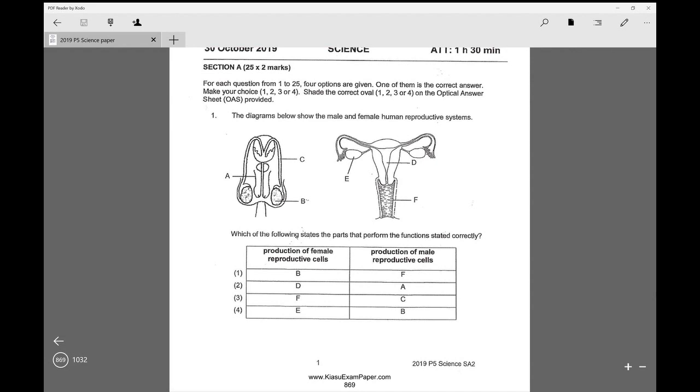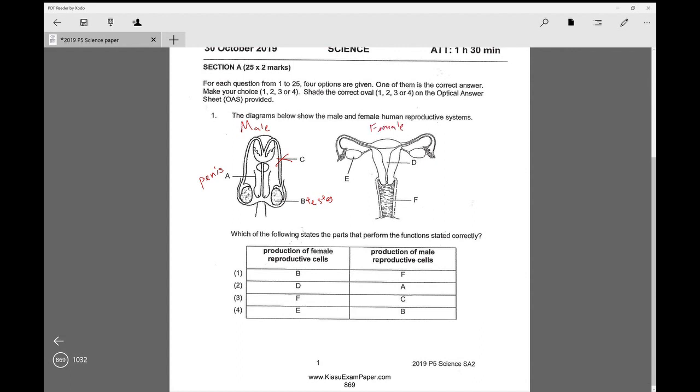Okay, now let's look at question 1. Let's name the parts first. So the middle part is the penis. This is the testis. This is the vas deferens, but you don't have to know it. It's actually not your primary school syllabus. Obviously, this is the male part, and then this is the female part.